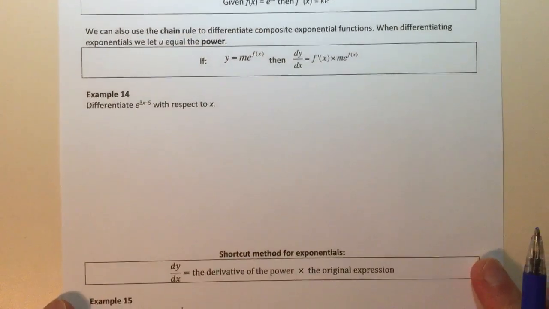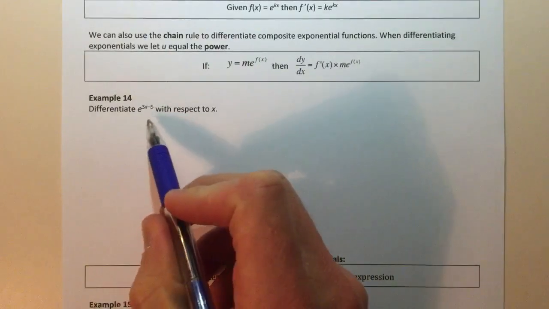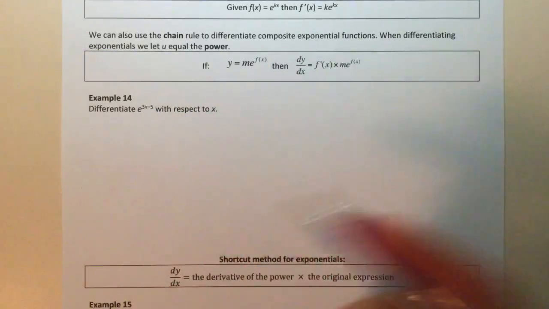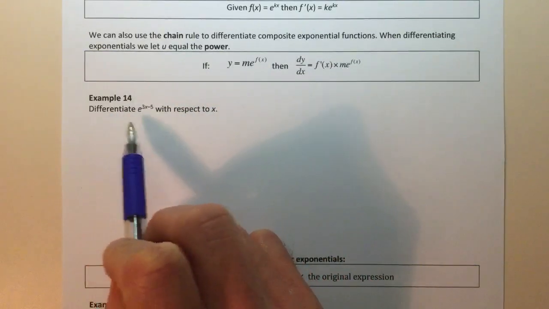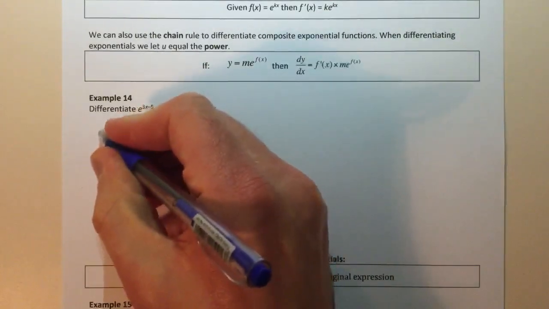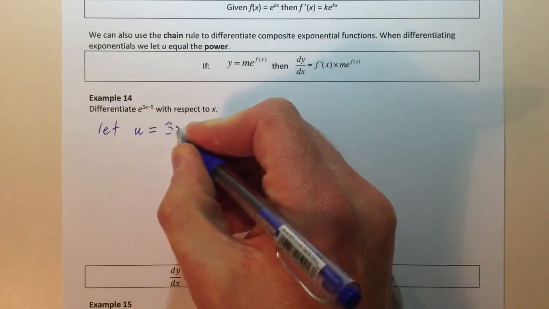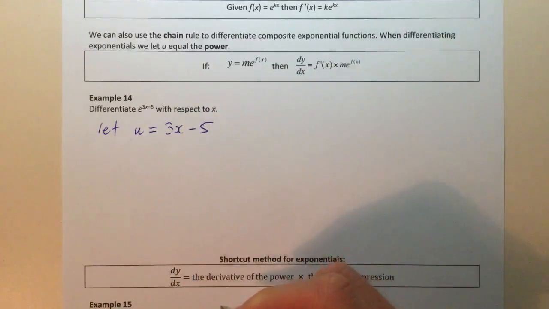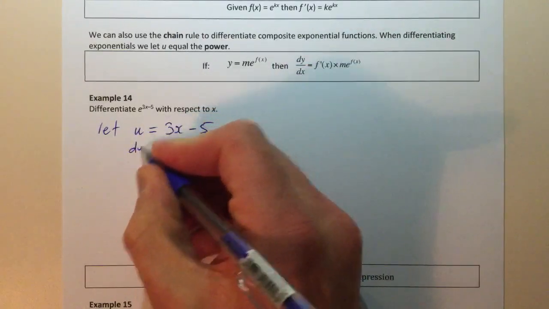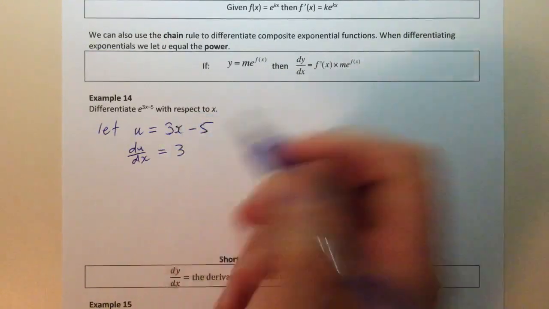Now, the chain rule, when we use it the normal way, not the shortcut method, what we would typically do is use u to represent something that seems to be making things a little bit trickier. So in example 14 here, it says differentiate e to the power of 3x minus 5 with respect to x. If we're going to use the chain rule, let's let u equal 3x minus 5. Then we can work out that du/dx is equal to 3. The derivative of 3x minus 5 is just 3.